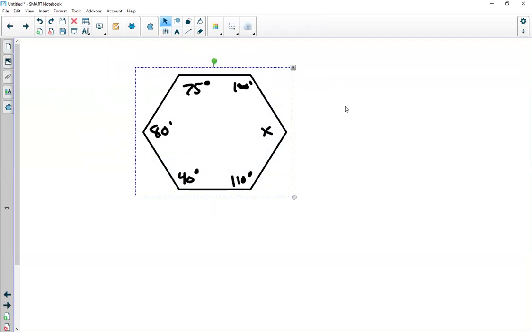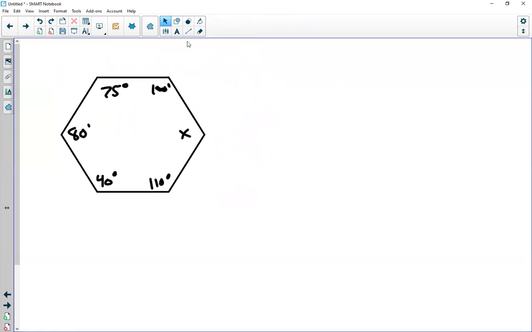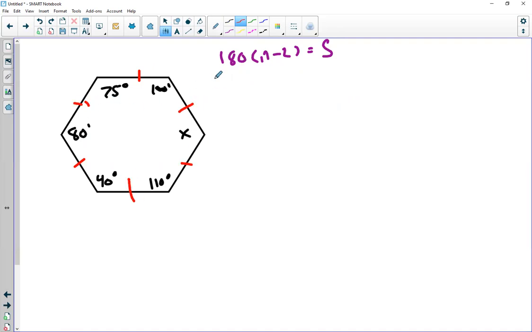So for here, what we're going to do is find the value for X. In order to find the value of X, we still need to use this formula, which I'm going to give you on the test: 180(n − 2) equals the sum of all the angles, which we call S. First I need to figure out what it adds up to. There are 6 sides, so it's 180 times (6 − 2) equals S. 180 times 4 equals 720. So I know the total should be 720.